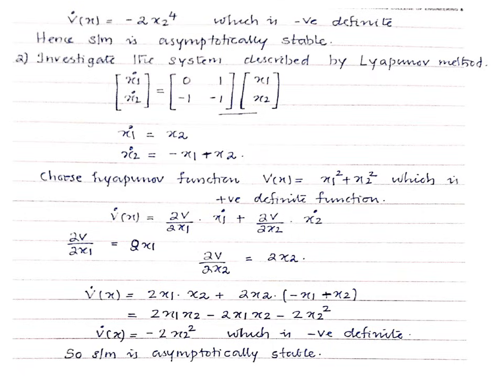Next, we can go through the second question. Similarly, the state equations are shown in matrix form. From that matrix, we write the state equations. We know x1 dot is equal to x2, and x2 dot is equal to minus x1 minus x2. So we choose the Lyapunov function V of x equal to x1 square plus x2 square. By solving, we get V dot x equal to minus 2 x2 square, which is always a negative definite function. So the system is asymptotically stable.